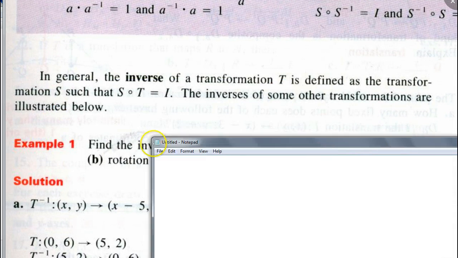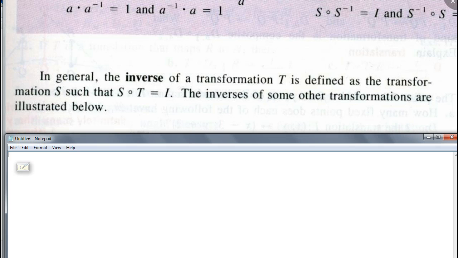It says, in general, the inverse of a transformation T is defined as a transformation S such that S after T gives you the identity mapping, which is the mapping where you're back to yourself. Does that make sense? When we do an example, it'll make more sense. Right now it seems not so clear, but let's do some examples. Then you can answer some of the questions here.